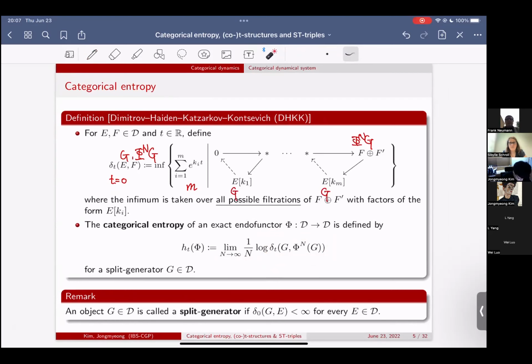So the categorical entropy measures the exponential growth rate of this number when n grows. If this number grows like e^{hn}, then the categorical entropy of φ is h. So the categorical entropy measures the exponential growth rate of δ_t(G, φ^n(G)).